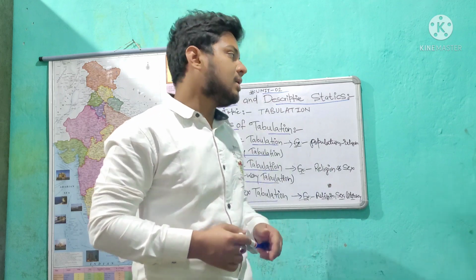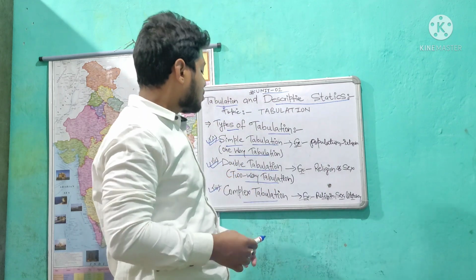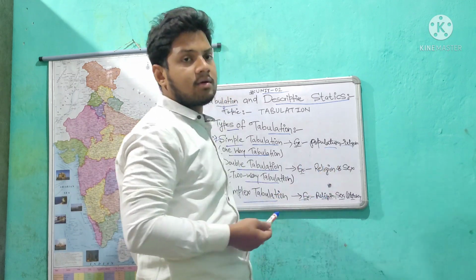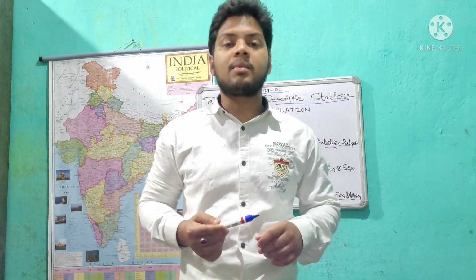Now come to double tabulation. It is also called two-way tabulation. I gave the example of population or religion, any one thing, one way. Now let us see double tabulation. What is the meaning of double tabulation? In simple language, it means that the data is tabulated according to two characteristics at a time.